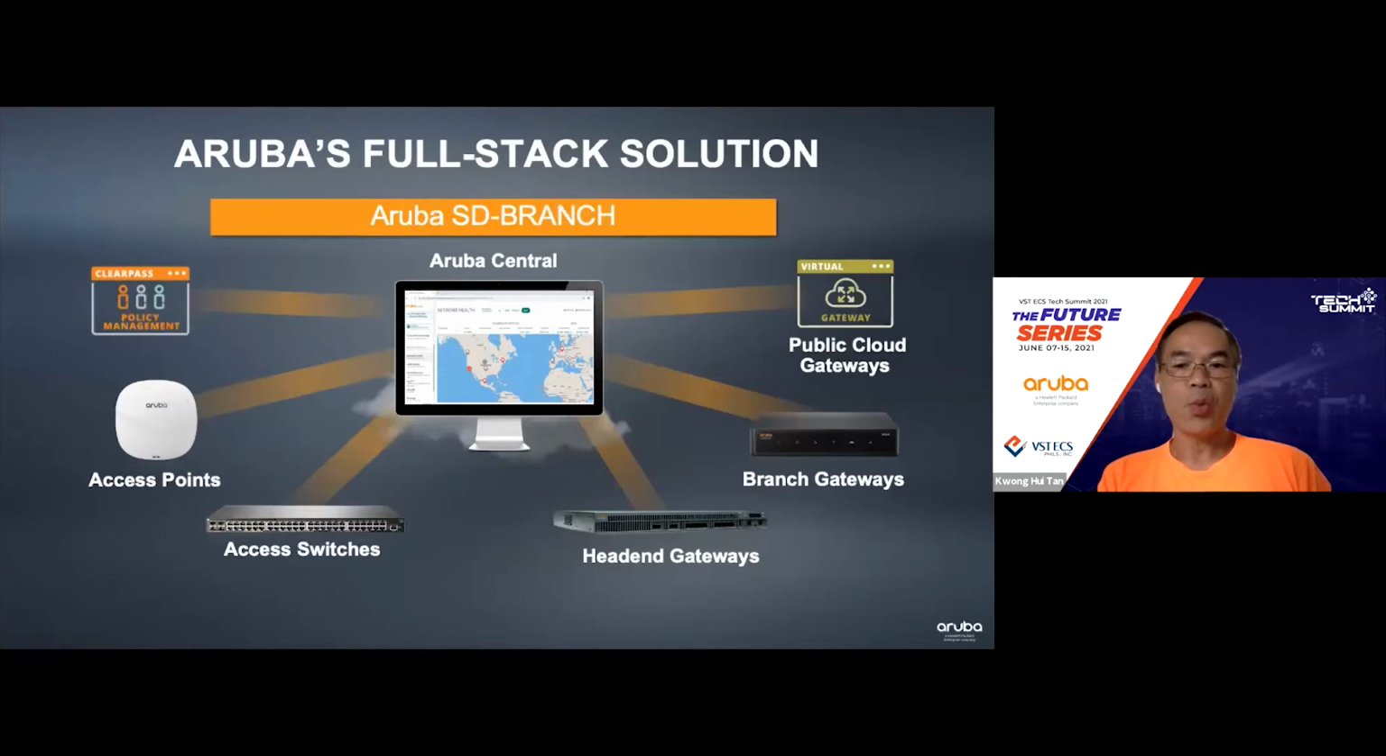To address the challenges within the branch, we have our traditional portfolio of access points that are made up of Aruba Wi-Fi 6, the AP500 series. We have Wi-Fi 5, the AP300 series. We also have a gateway that you are very familiar with.